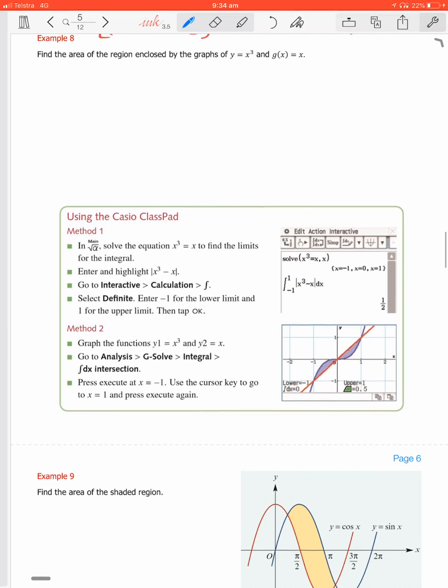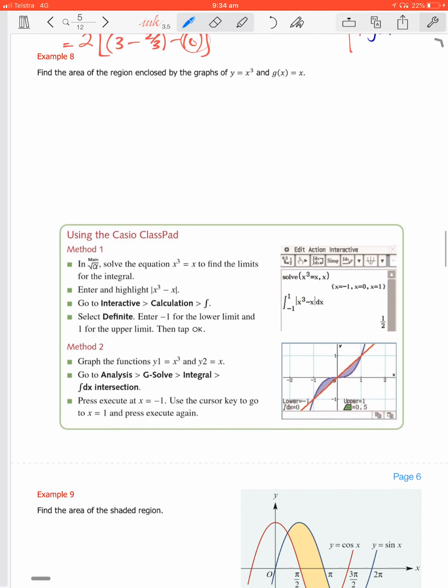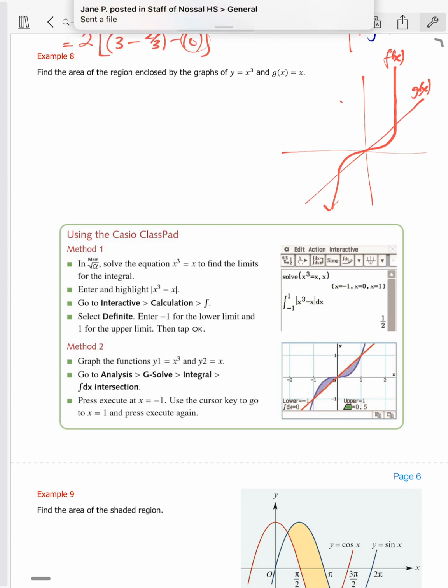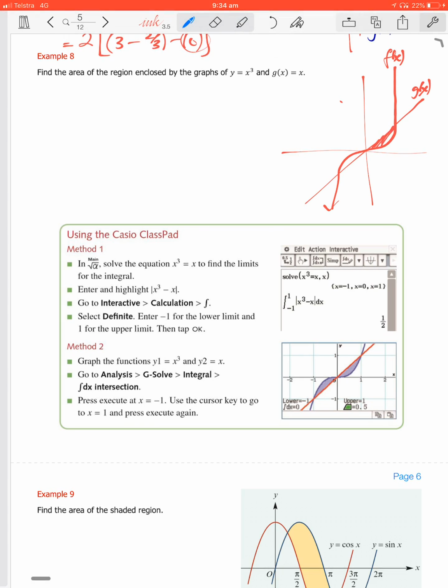Okay, this next curve here, find the area of the region enclosed by the graphs. Okay, so in this case here we need to quickly give it a sketch. I know that g of x equals x, so that's that line there. And the other curve is x cubed, so x cubed looks something like that. Okay, so this is g of x, this is f of x. Once again we can use symmetry.